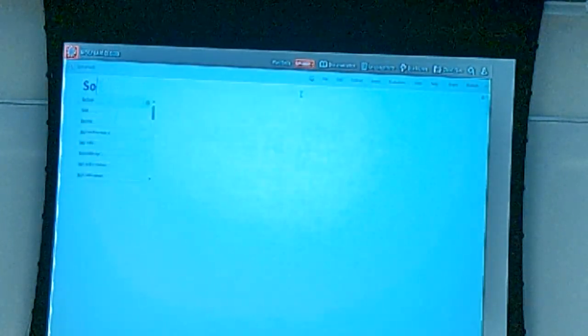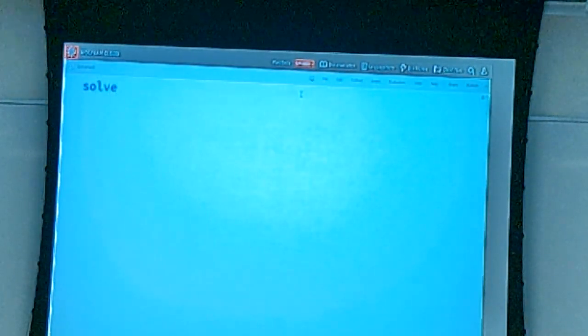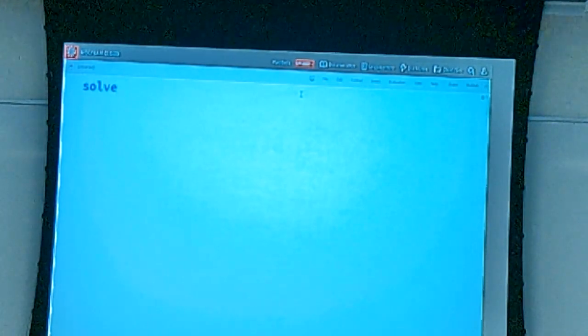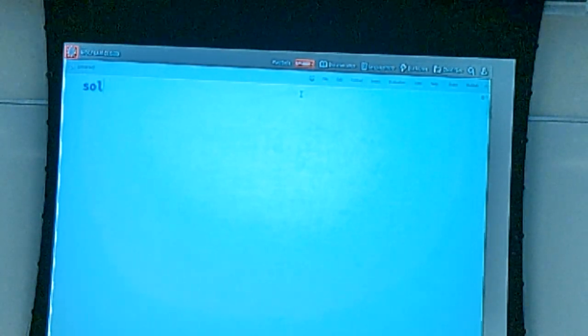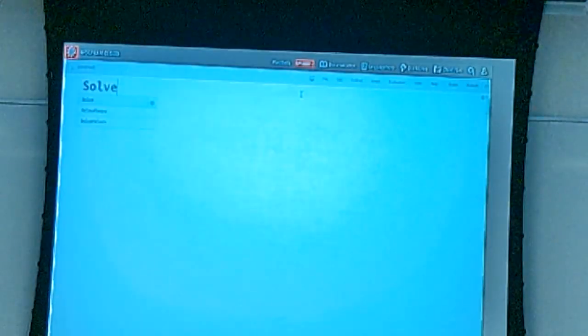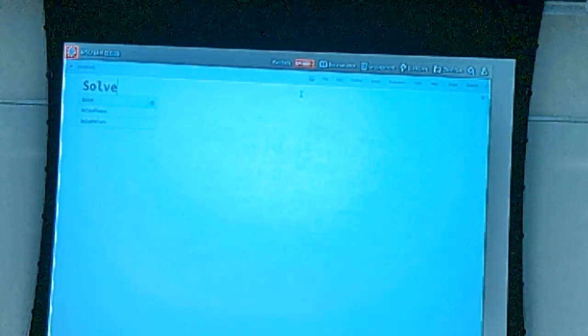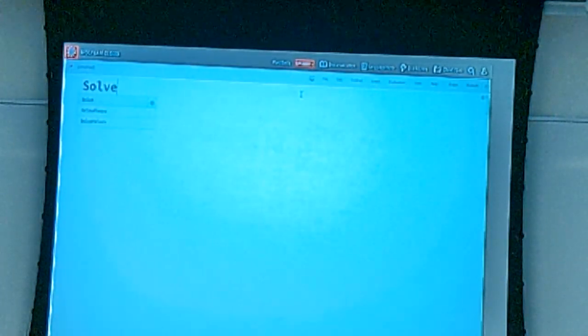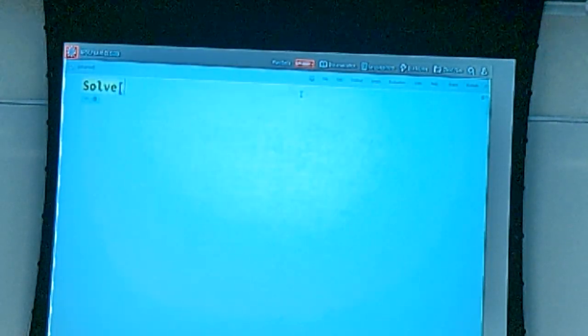Notice that I'm using a capital S. Right now the string is blue, that means it is reading it as a string. When the text is black, it's reading it as a command or a built-in function. And it's always brackets. Now, what are we solving?